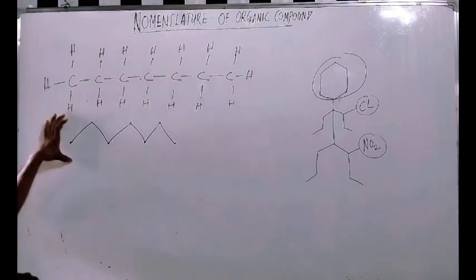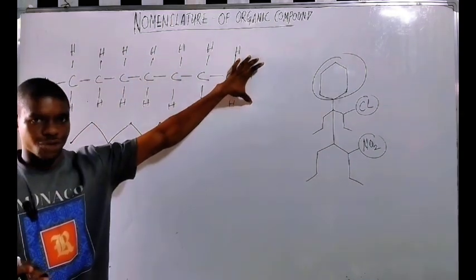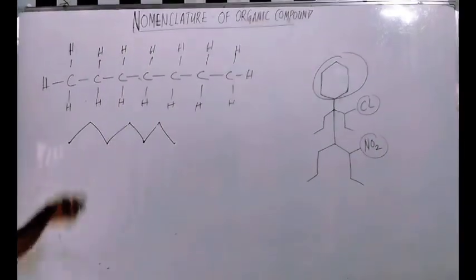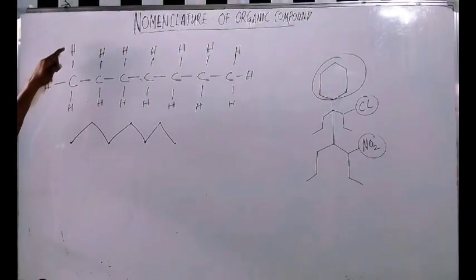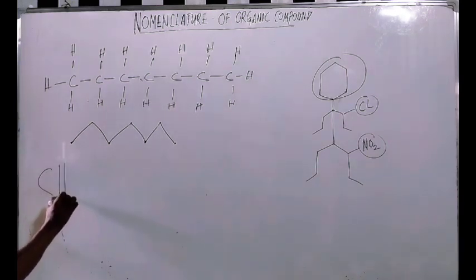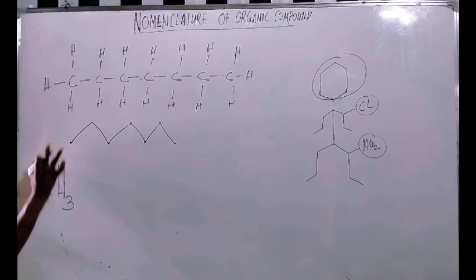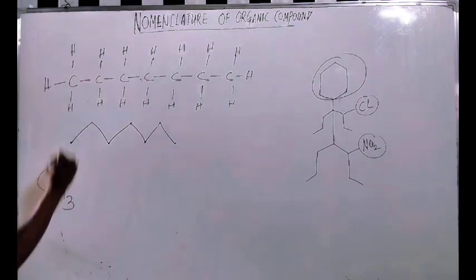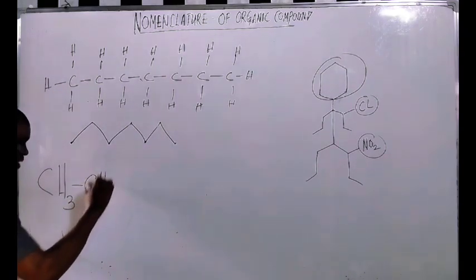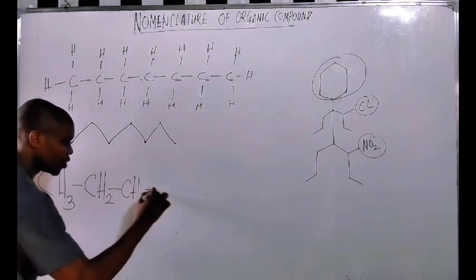This is called a skeletal structure. This is called a fully displayed carbon structure. Now you can condense it. You can group it here: C with 3 hydrogens, so it's going to be CH3. Can you see that? This carbon atom has 3 hydrogens, so you can write it as a group. Connected to the other one, here we have CH2. Connected to this other one, here we have CH2.